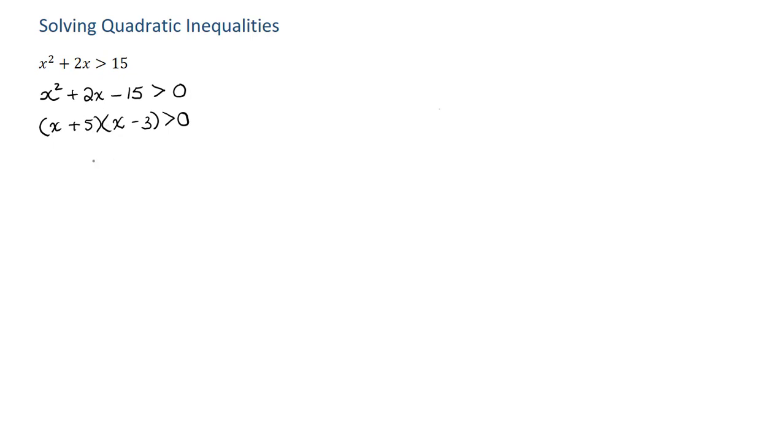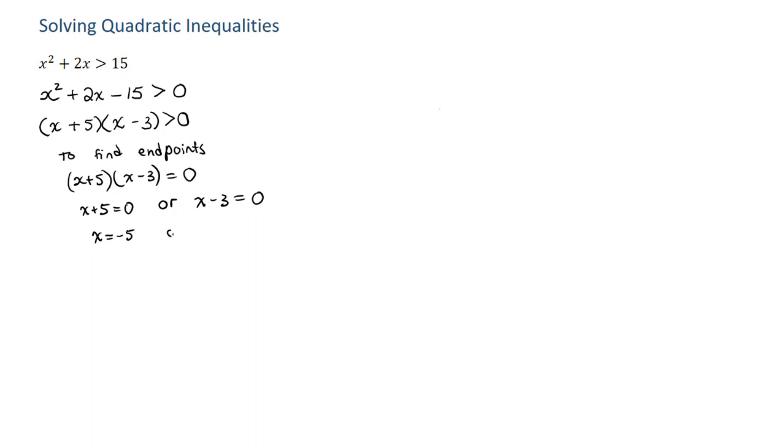In order for us to find the solution, which will be intervals, we need to find the endpoints of those intervals. To find endpoints, we have to solve x plus 5 times x minus 3 equals 0, because that's where we will have a change in the sign. So either x plus 5 is equal to 0 or x minus 3 is equal to 0. Solving each one of those, we have x equals negative 5 or x equals 3.